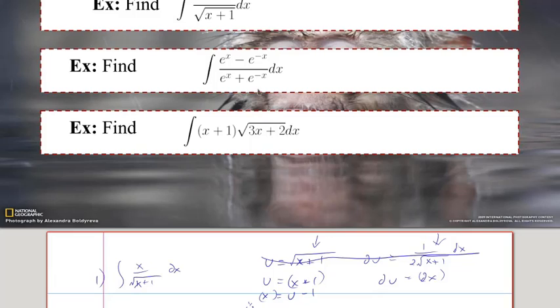Okay, now this one might look familiar. It does come from our hyperbolic trig functions, but I'm going to ignore that for a minute and just try to find a u substitution directly from one of these functions.